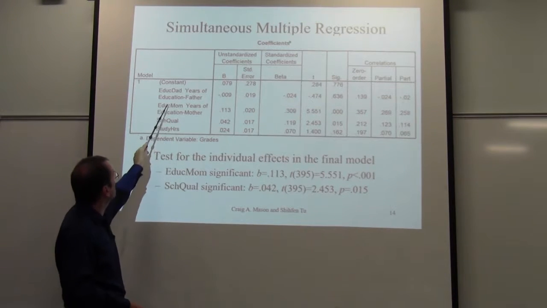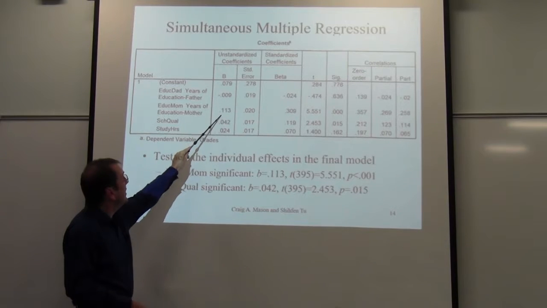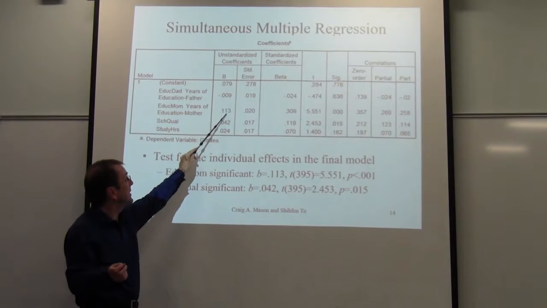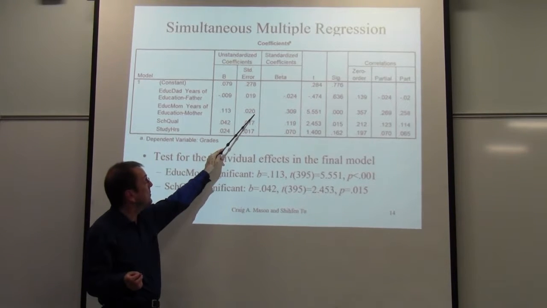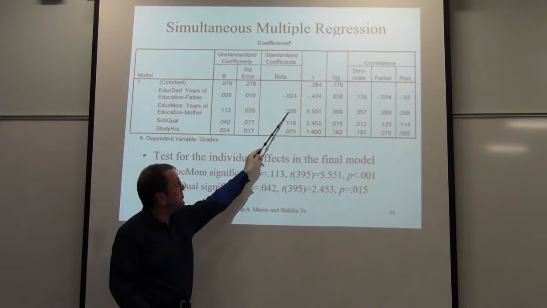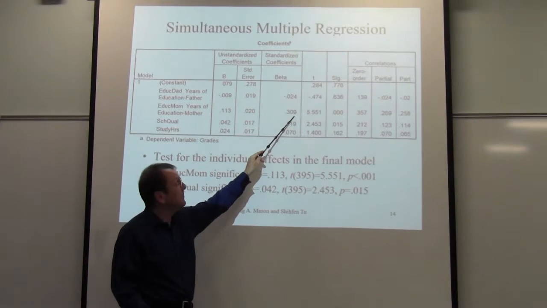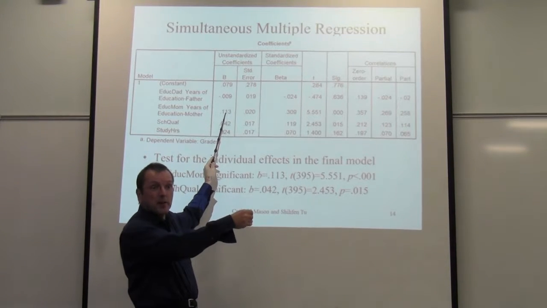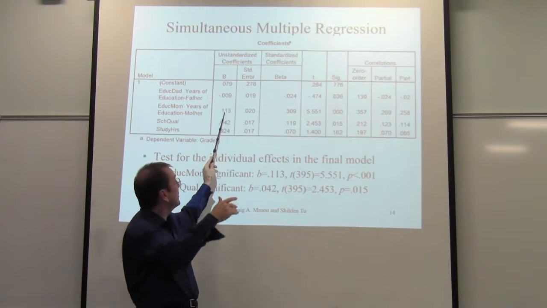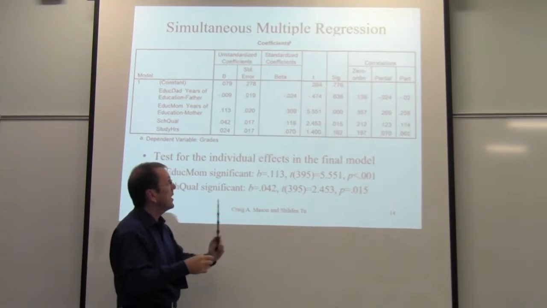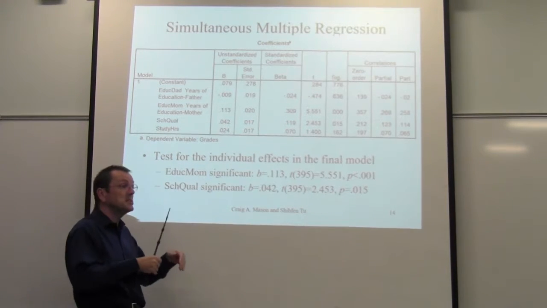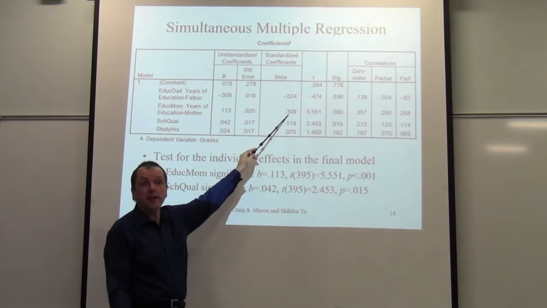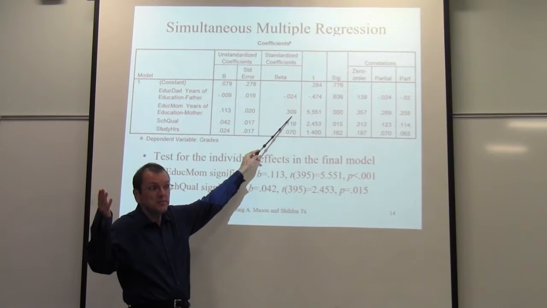We see mother's education. The unstandardized coefficient, B, is 0.113. The standard error is 0.020. The standardized coefficient is 0.309. So this is 1 year of education. How many grade points do you go up? 0.113. This tells you if mother's education increases 1 standard deviation, grades go up 0.309 standard deviations.